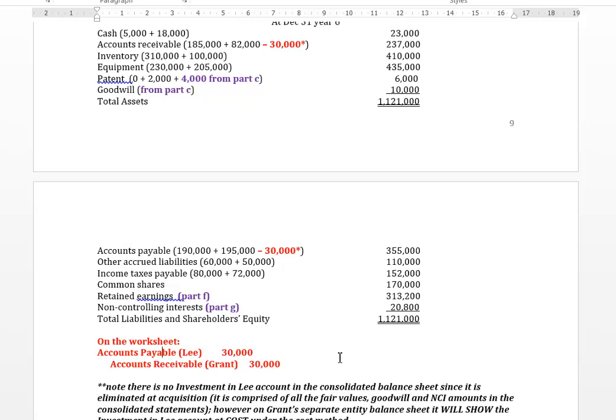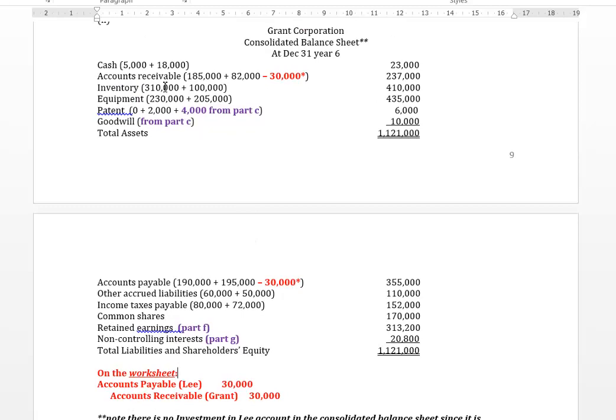Notice that because the payable account is on Lee's separate entity books and the receivable is on Grant's books, it should be very clear to you that this worksheet entry is not getting posted on anybody's separate entity books. It's only going to show up on the consolidation worksheet, right? It's just a working paper entry. It doesn't go on Grant's books or Lee's books. It can't, because we're involving two different accounts, one from each company's books, right? So now let's get back to the assets.